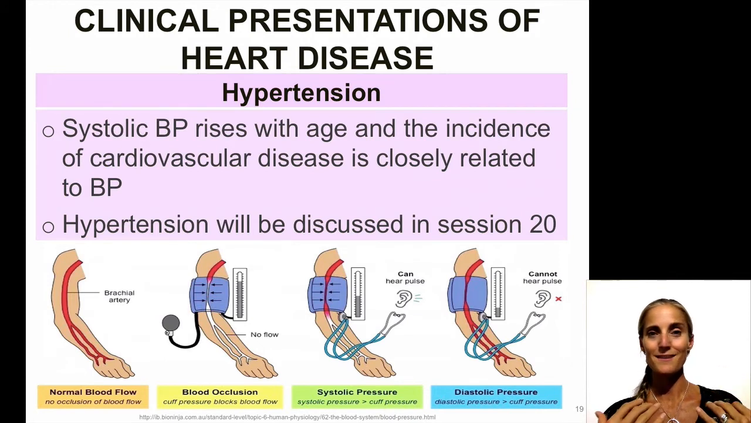Hypertension. We most likely all know someone who has hypertension. It's very common. Systolic blood pressure does rise with age, and also the incidence of cardiovascular disease is closely related to blood pressure. We're going to talk more about hypertension very shortly in a future presentation or lecture, but here's just a little look at what's going on when blood pressure is being measured, and I'm sure you've all had your blood pressure measured. And if you haven't done it already, you will do this in clinical examination courses.